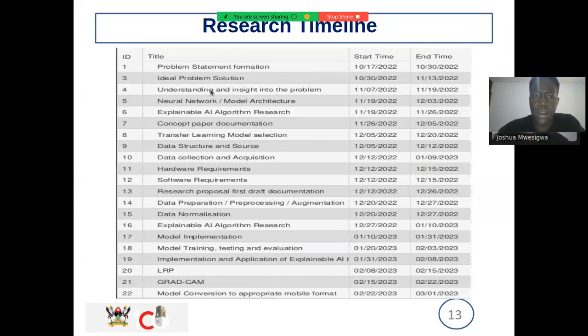Our research timeline is as follows. We shall carry out a number of tasks. I'm trying to run through so that I catch the time. These are all the tasks that we shall be carrying out, most importantly being training the model, preprocessing the data, and then implementing the explainability techniques in Python. The start times and the end times are as follows.